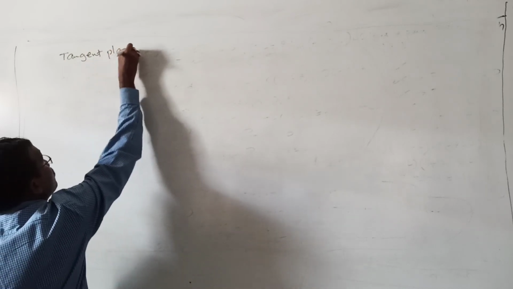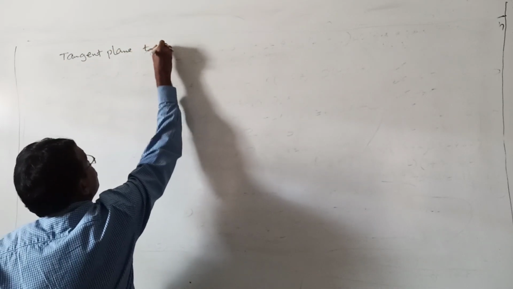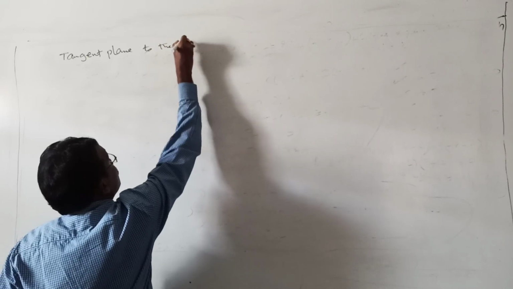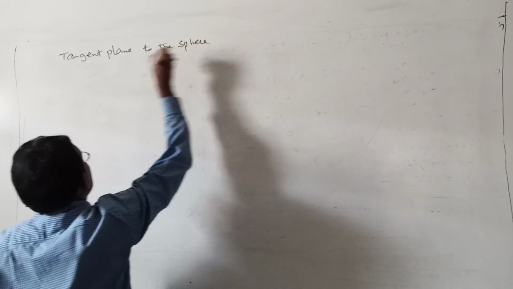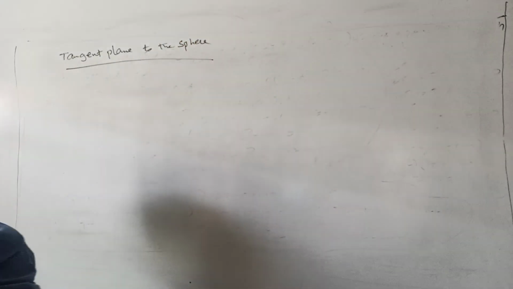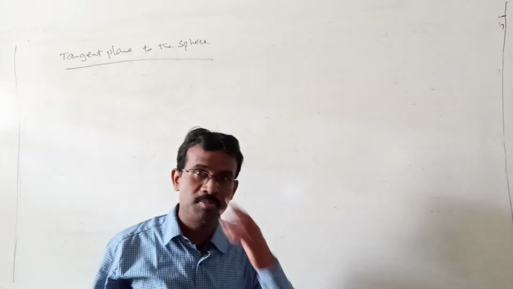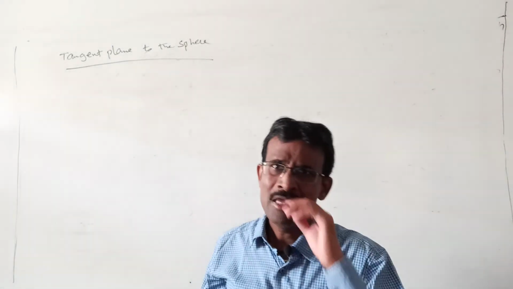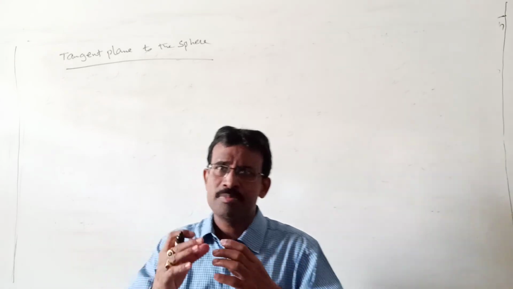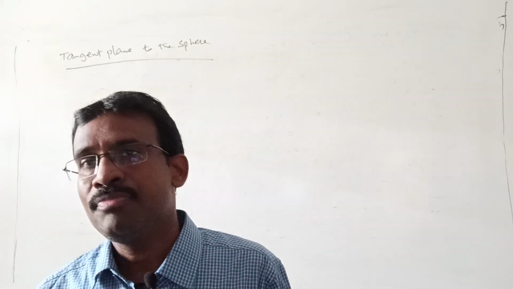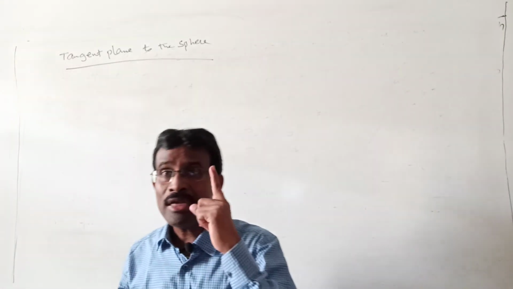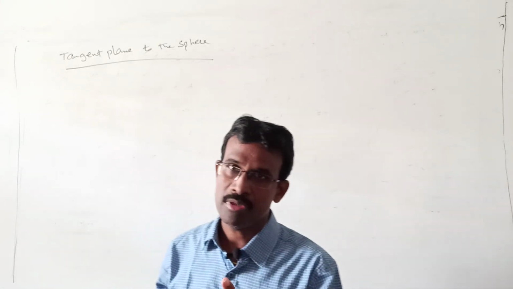Tangent plane to the sphere. Let us see its definition. When do you say a plane is a tangent plane to the sphere? Suppose a plane and a sphere are intersecting each other, and there exists only one common point between them.